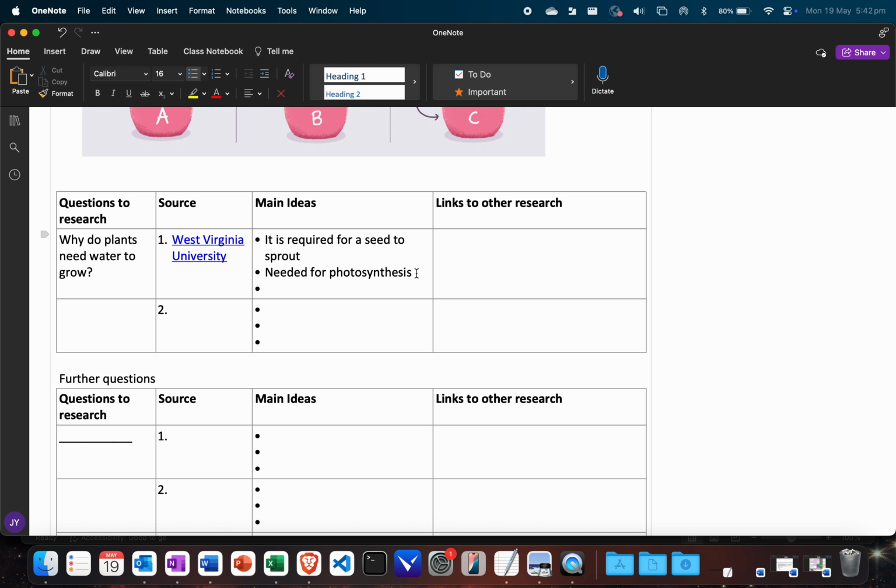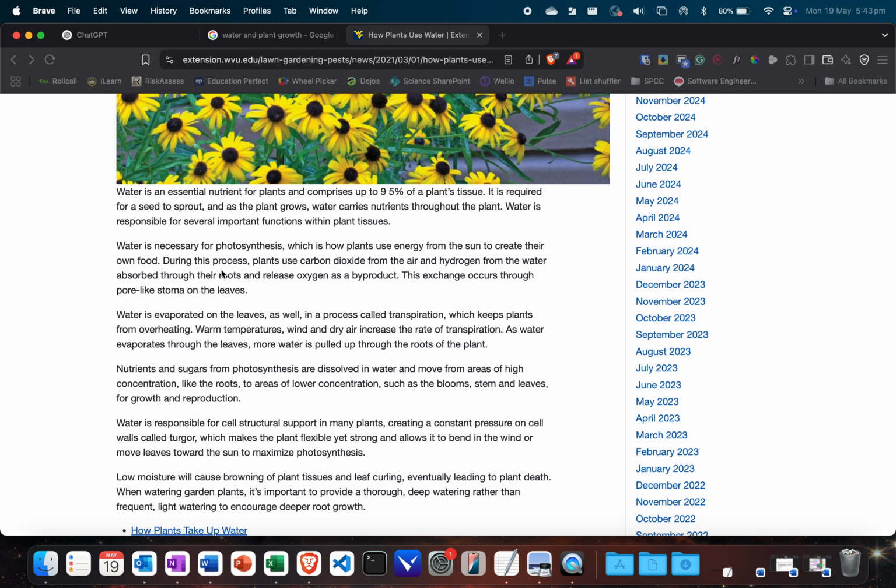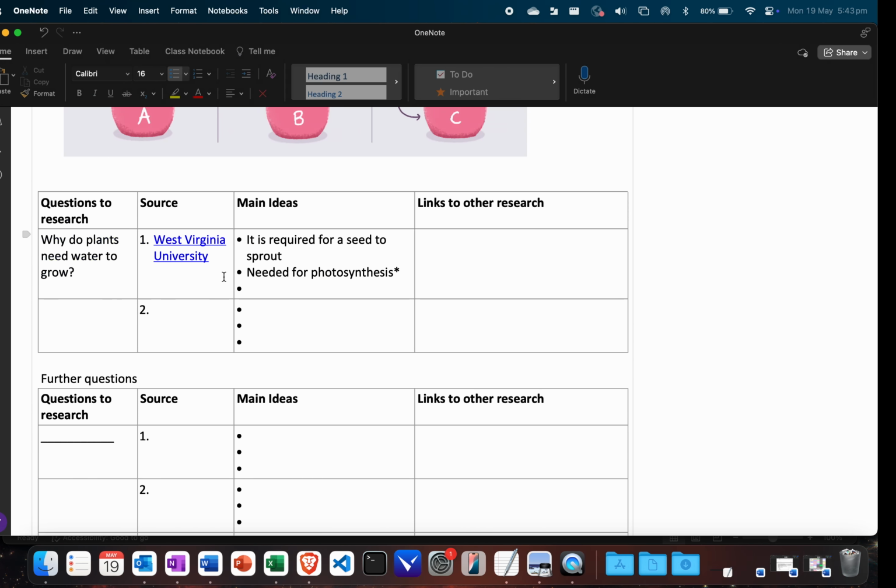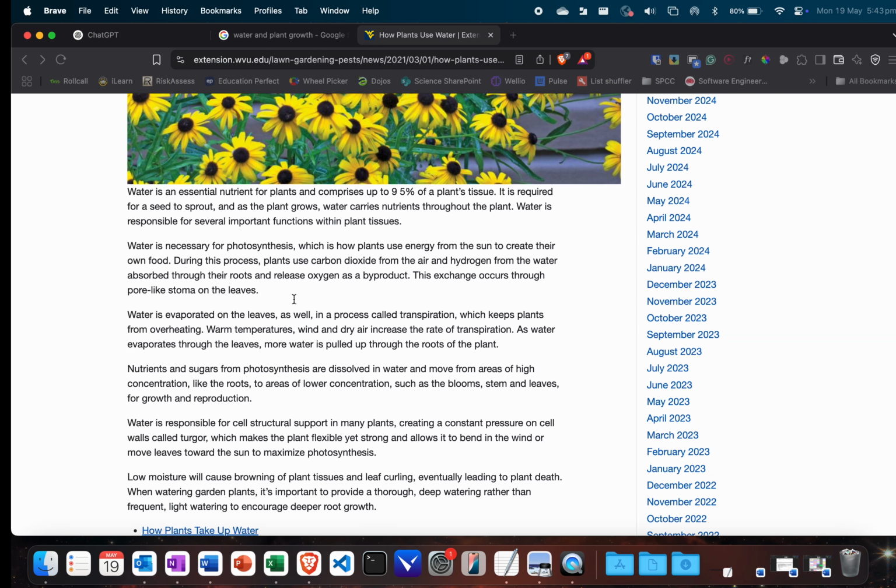Right, and I'm a little bit unsure about that one because this piece of information doesn't super help me understand what that is, but I can come back to that later. Okay, that's just the main point from this source.